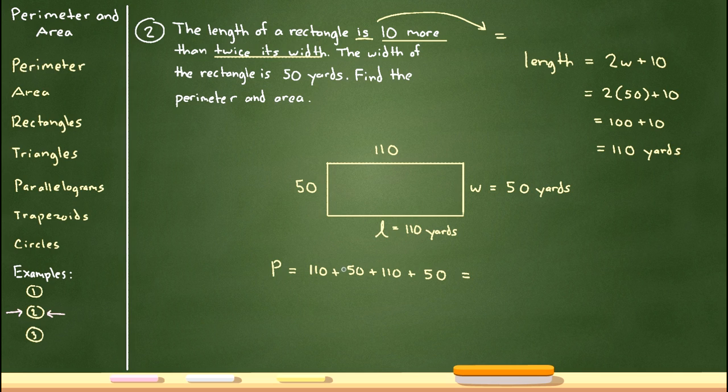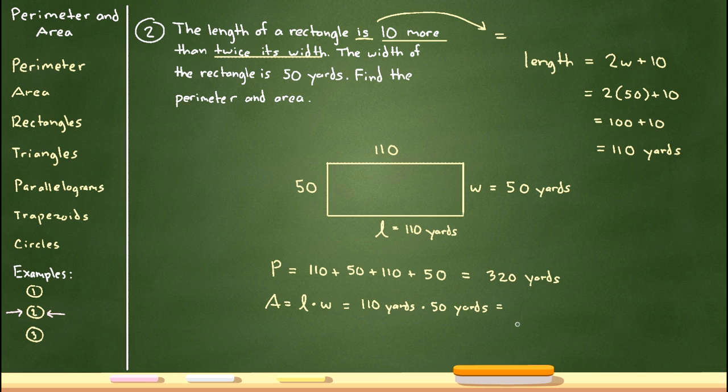So this is 160, and 160 plus 110, we'd get 270, and 270 plus 50, we're going to get 320. Now the units on there, since this is one-dimensional, is just going to be yards. Now the area, the space within this rectangle, is the length times the width, which in this case would be 110. I could write the units in just for now. So 110 yards times 50 yards.